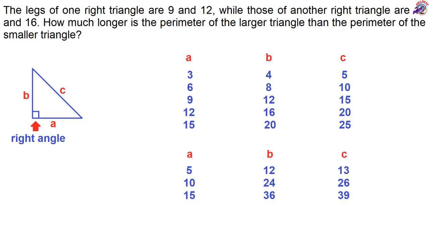Now, what is the Pythagorean theorem? It states that the square of the longest side, which is c, is equal to the sum of the squares of the shorter sides, which are a and b. If we put it in an equation, we have a squared plus b squared equals c squared.